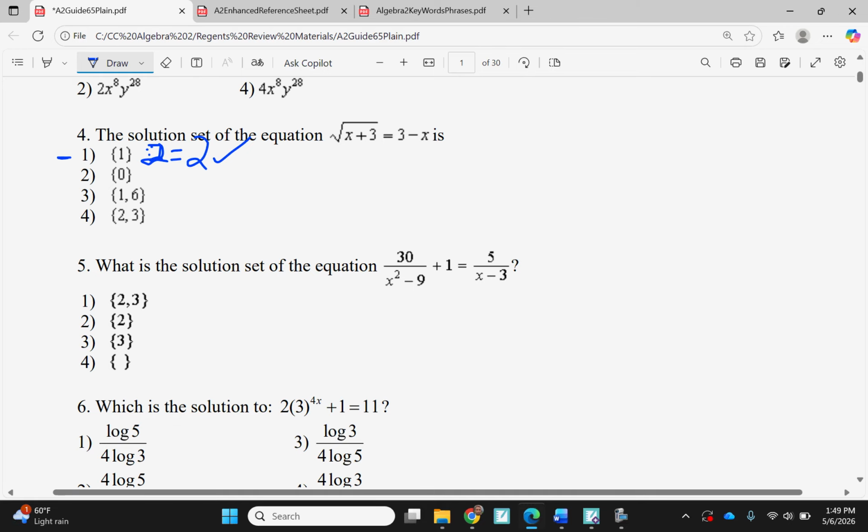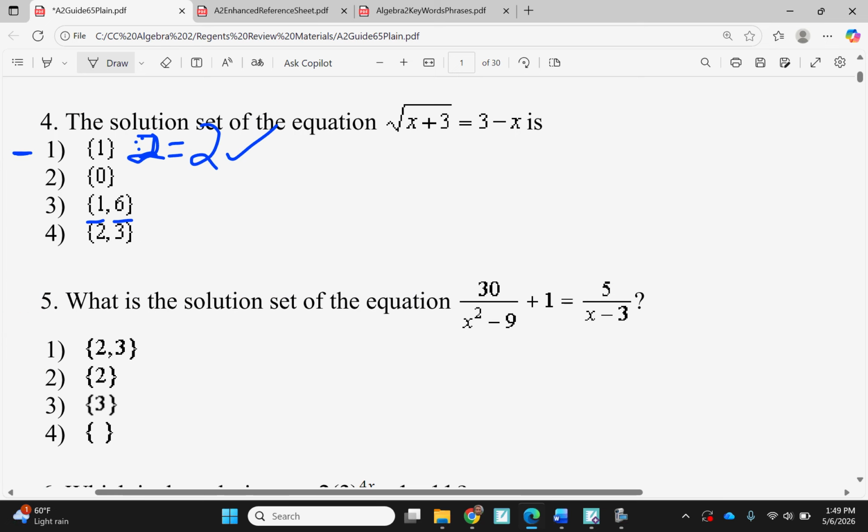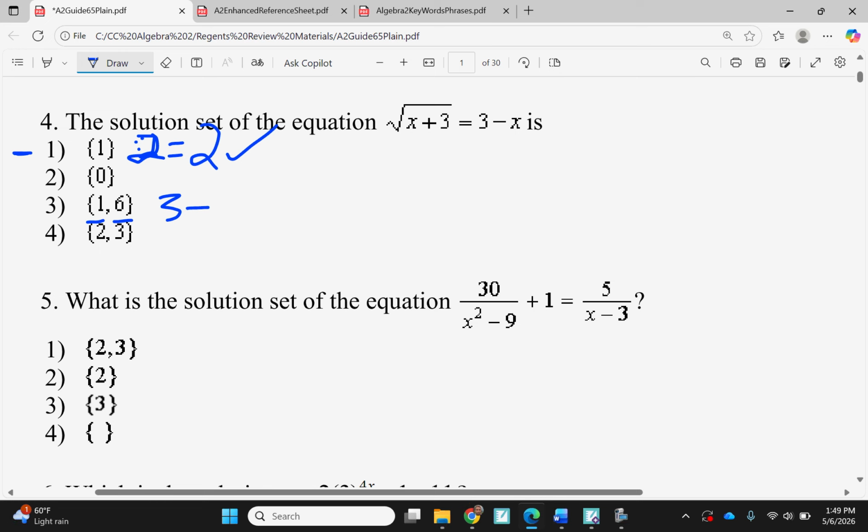Well, choice 3 is saying that 1 and 6 are solutions. So to make this a little bit bigger. So now let's try 6. So I'm going to do 6 store as x. I can just copy and paste what I already typed in. Radical x plus 3, 3 minus x. For 6, I get 3 equals negative 3. That's not correct, so 6 is not correct. So the answer is choice 1.